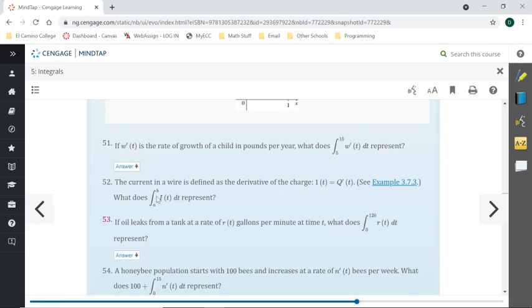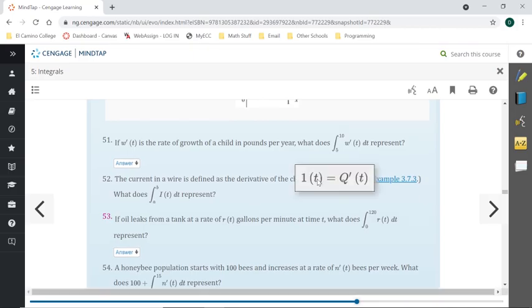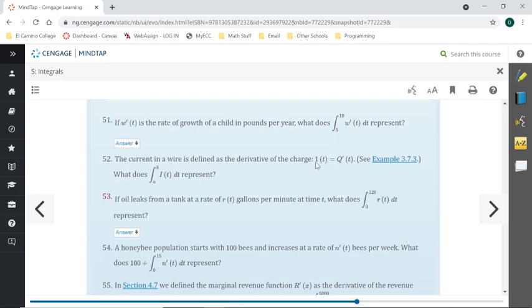What does this therefore represent? That's a 1 right there, isn't it? That should be an I. That should be I of t right there. All right, so that's because that's supposed to represent current. So if current is the derivative of the charge, then what does this represent?